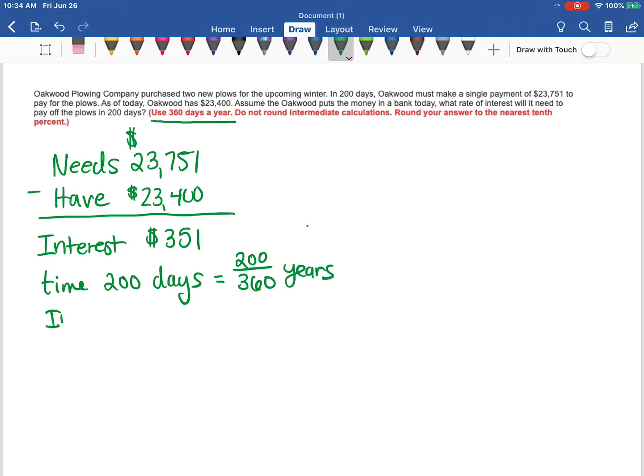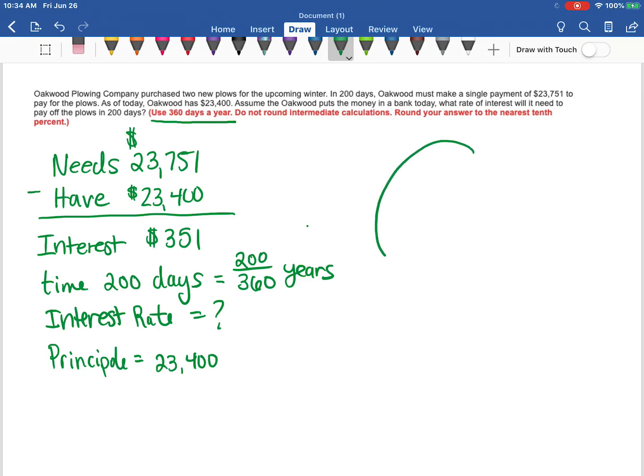The interest rate given in the problem says, let's see. Oh, that's what we're trying to find. So I'm going to put a question mark here. We're trying to find how much the interest rate needs to be. And then the principal, of course, is how much they have, which is the $23,400. That's what they want to invest in the bank, earn some interest so they can get the rest of the money to pay off the plows.